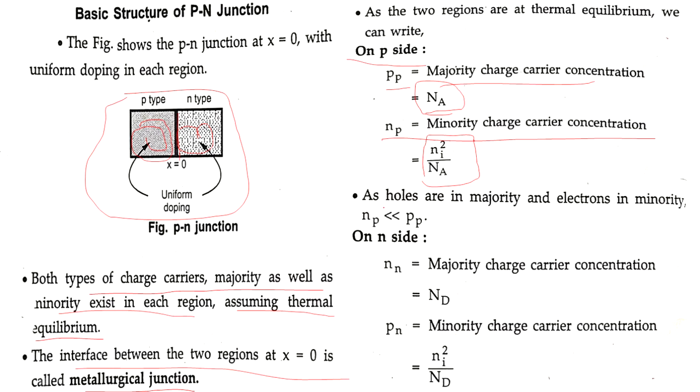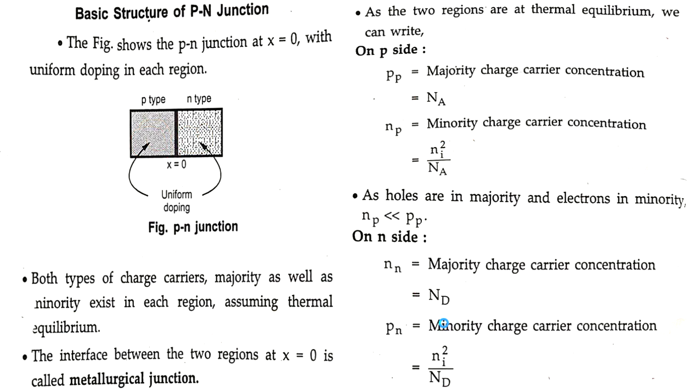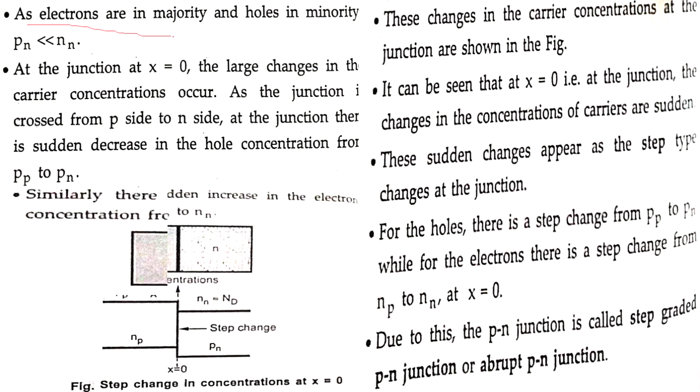Similarly for the N side, Nn is the majority carrier concentration, equivalent to the donor impurity concentration, Nd, and Pn is the minority carrier concentration, which can be derived as Ni squared divided by Nd using the mass action law. As electrons are in the majority and holes are the minority in N-type semiconductor, Pn is very much less than the concentration of electrons, that is Nn.